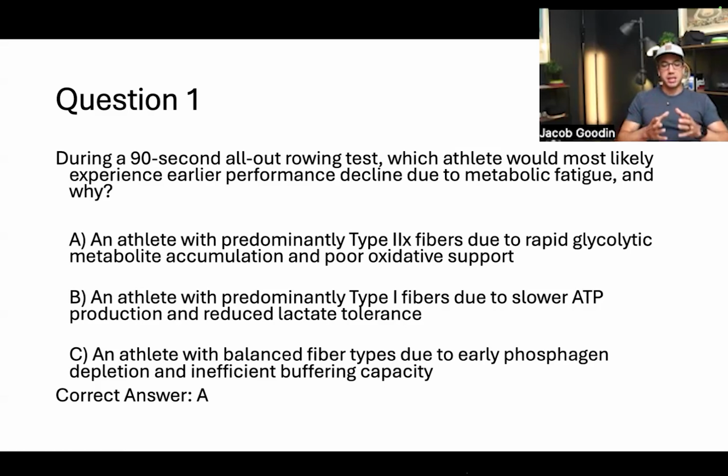The other reason is we'll find out in a second because I'll compare it to letter A. B, if we look at an athlete with predominantly type 1 fibers due to slower ATP production, that part's true, and reduced lactate tolerance, that part could be true and it could not be true depending on what the word tolerance means. Tolerance could mean your ability to continue performing with high lactate in the bloodstream.